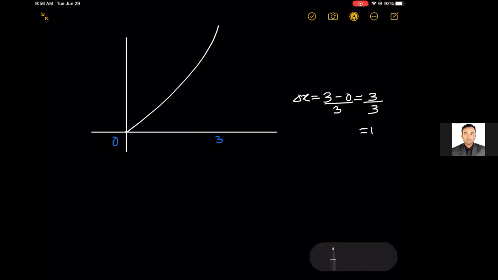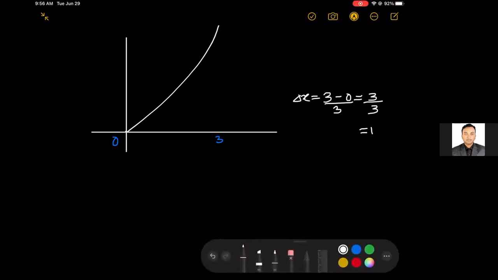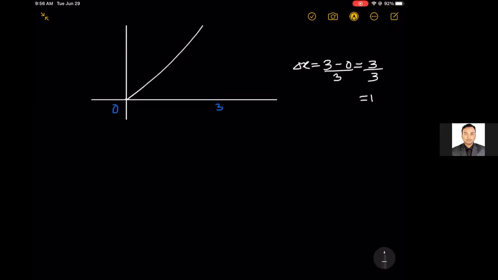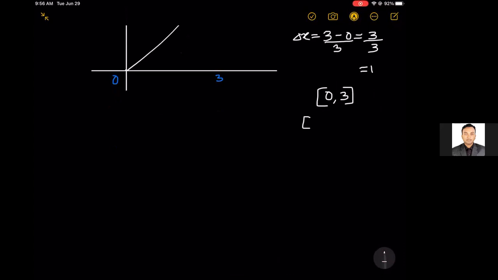So let's start with the left sum. As I said, we'll start from the first or the leftmost point, right? So our interval is from 0 to 3. We'll have 3 intervals. So you can clearly imagine it will be like this. Do you agree? Right?